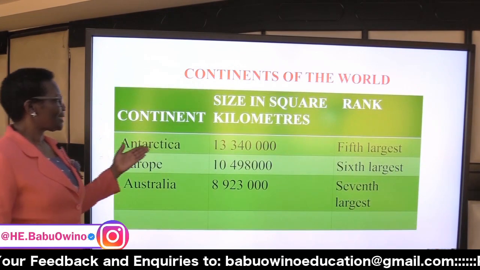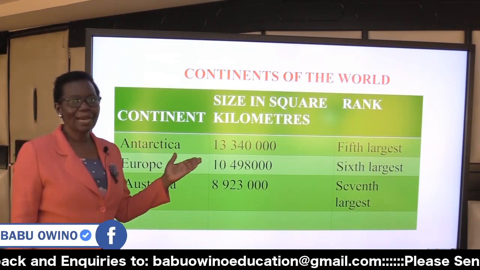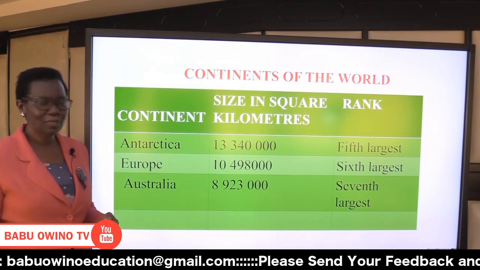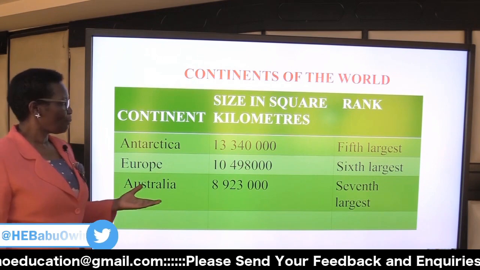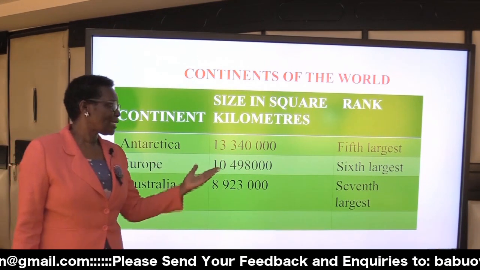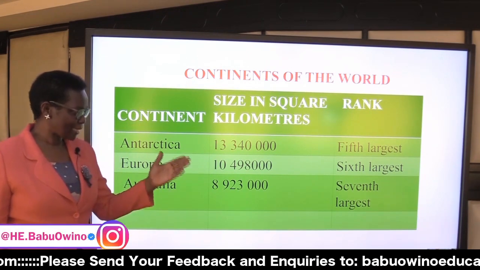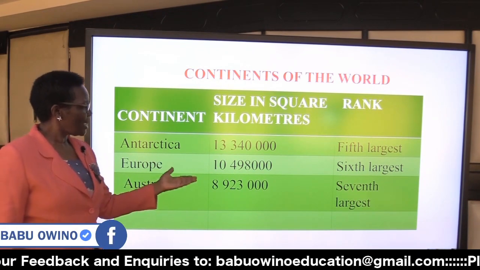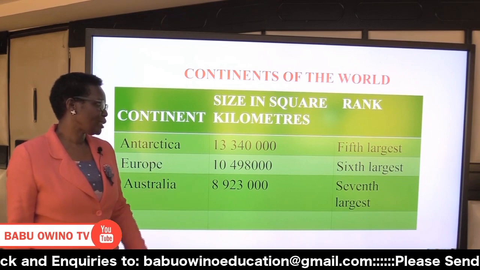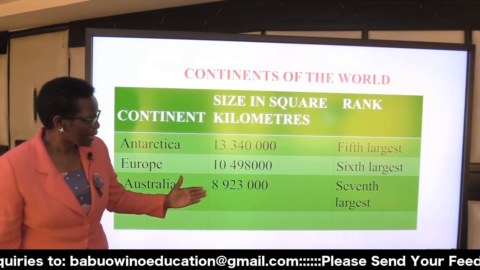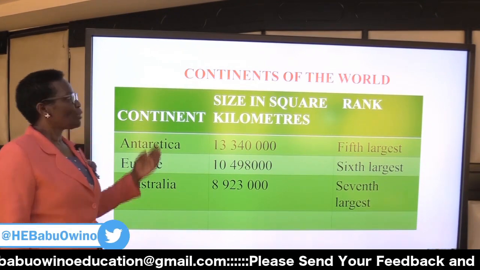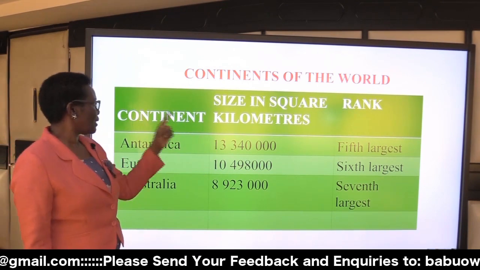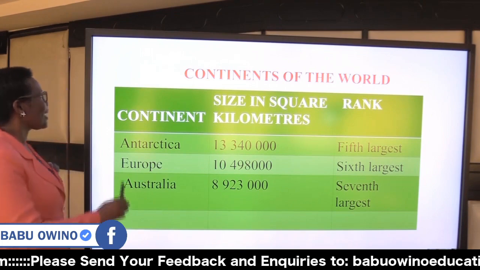We go to Antarctica. Antarctica is 13,340,000, which is the fifth largest. Then we have Europe, 10,498,000, and it is the sixth largest. Then we come to Australia, which is 8,923,000. It is the seventh largest. So with that, I've already shown you the continents of the world in square kilometers and even their rank.